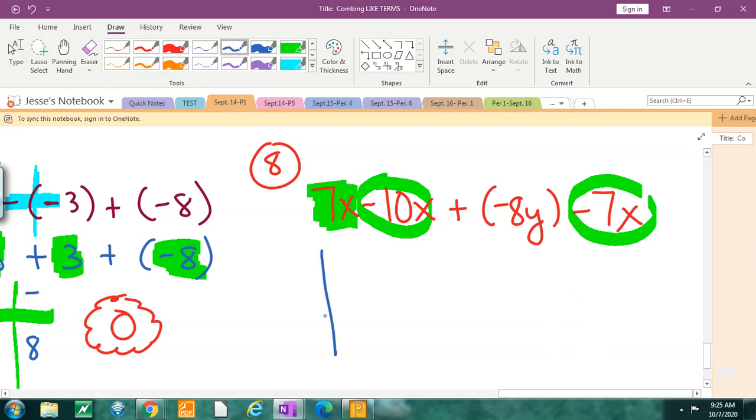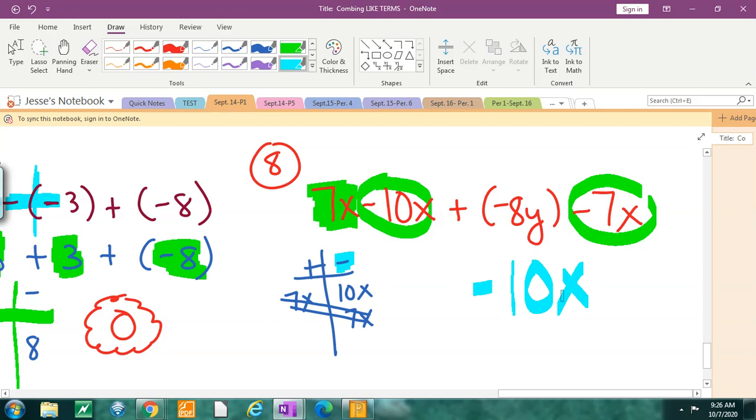Okay, so then what do we do? Let's go ahead and do a t-chart for the x's only. So we got 7x, we got minus 10x, and then we got minus 7x. So I'm going to put it right there. See? So do you see how the 7x, these can cancel out because this is going to be 0? That's going to be 0 right there. So then what's my answer? Negative what? 10x. Yes. Negative 10x.